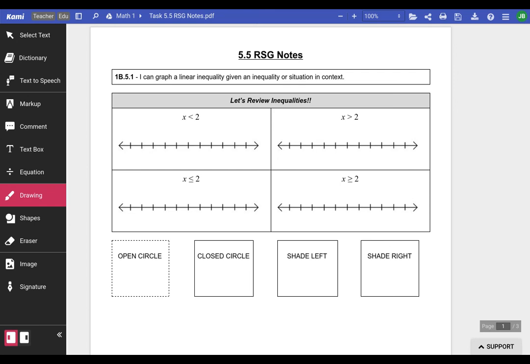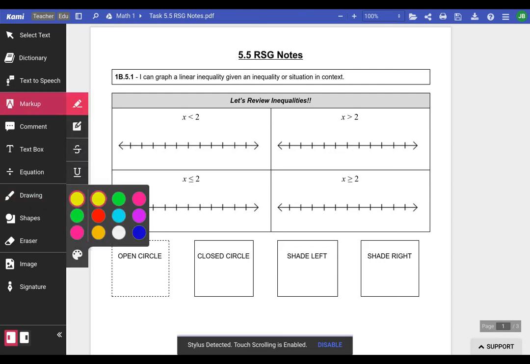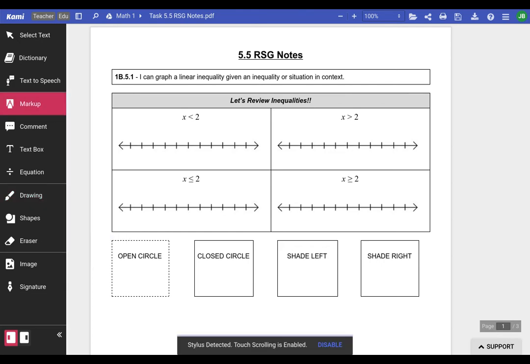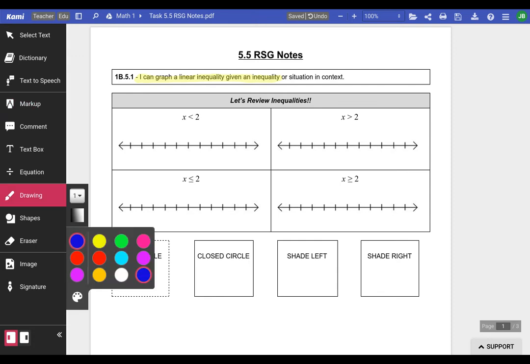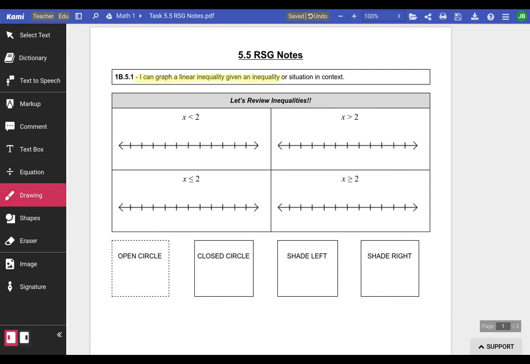Hi everyone, now that we've finished sections 5.1 to 5.4, we're moving on to 5.5, and our learning target today is to be able to graph a linear inequality given an inequality. So that's where we're going to stop for today. We're not going to be looking at situations in context quite yet. And just to give you some context, what we've been doing so far is graphing linear equations. So now we're moving on to linear inequalities.